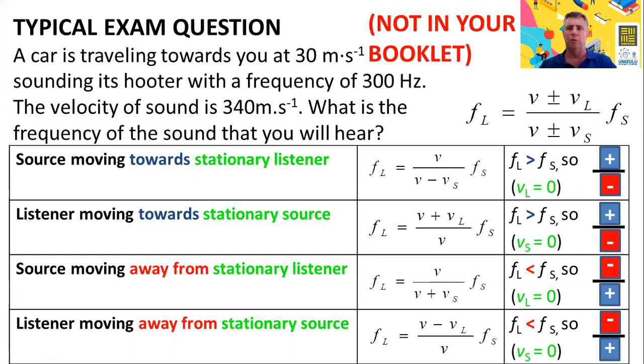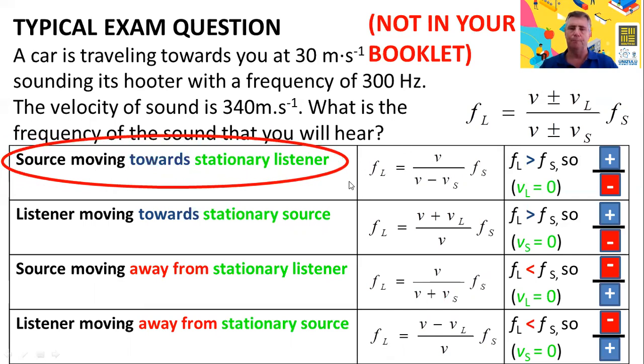Here's a typical exam question from a previous exam. A car is traveling towards you at 30 meters per second, sounding its hooter with a frequency of 300 hertz. Velocity of sound is 340 meters per second. What is the frequency of the sound that you will hear? Now, choosing the equation is simple because you know it has to be the Doppler equation from the bottom of page 38. But which form of the equation are we going to choose from our table? Well, in this case, the car, which is the source, is moving, and you as the listener are stationary. So it's definitely going to be the first line, and we're going to use this form of the equation.